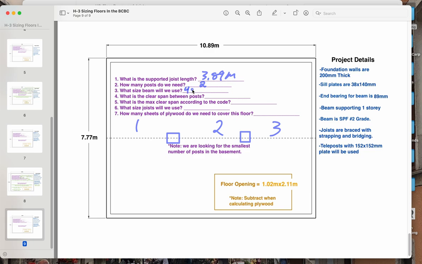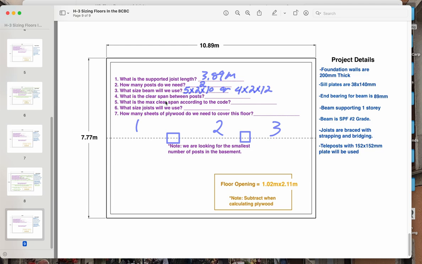Okay, and what size beam will we use? Either a 5 by 2 by 10 or a 4 by 2 by 12. Deeper is normally cheaper, but we'll see. We'll show you this in class of how it's cheaper.